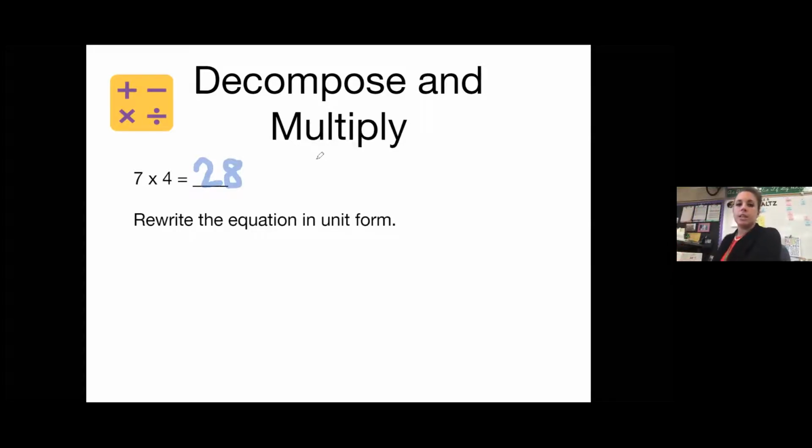Rewrite the equation in unit form. What this means is this. 7 fours equals 28. So when it says unit form, what they want you to do is write this multiplication sentence as 7 fours.